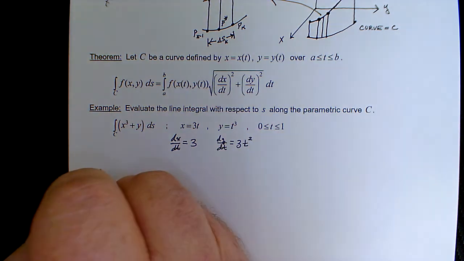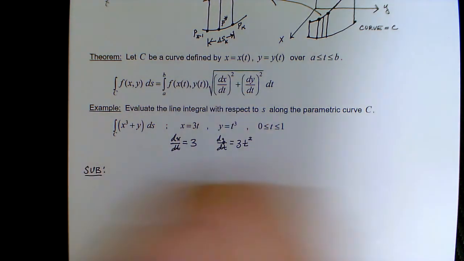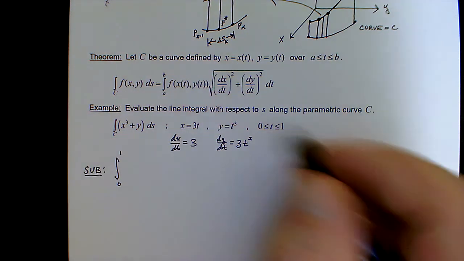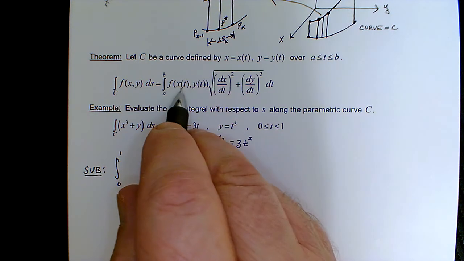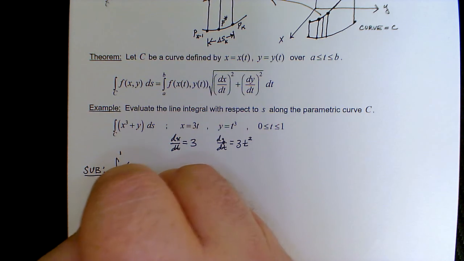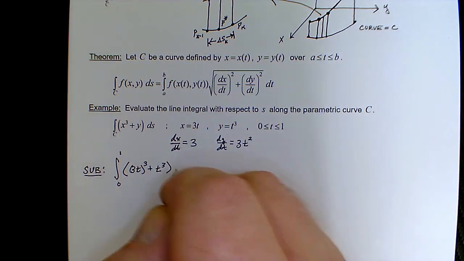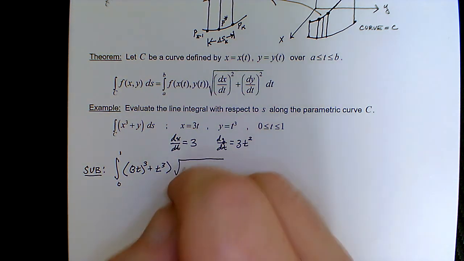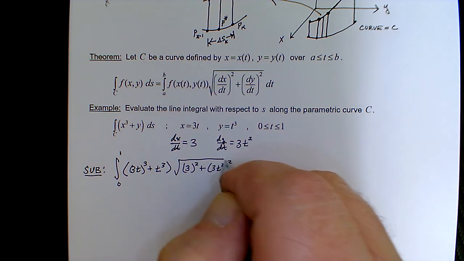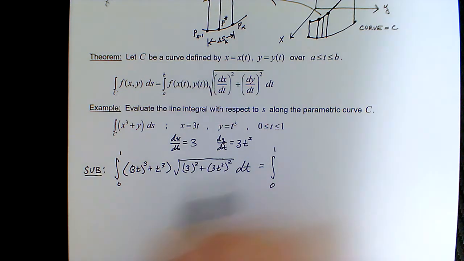Now we can set this up for using our formula. I'll just substitute, I won't rewrite the formula. We'll have the integral from 0 to 1. Those are the limits of integration for t. Then we need x and y replaced by t. So x is 3t, but that has to be cubed, and then plus y is t cubed. Then we've got the square root of dx/dt, which is 3, but that has to be squared, and then plus dy/dt, which is 3t squared, but that has to be squared as well, and that's all with respect to t.